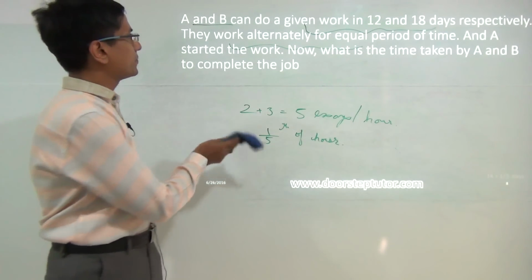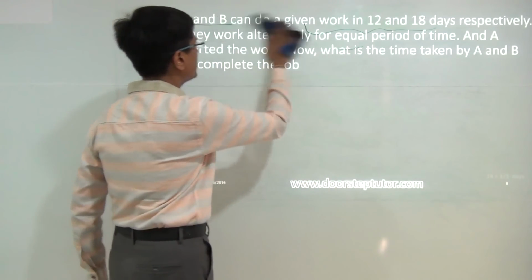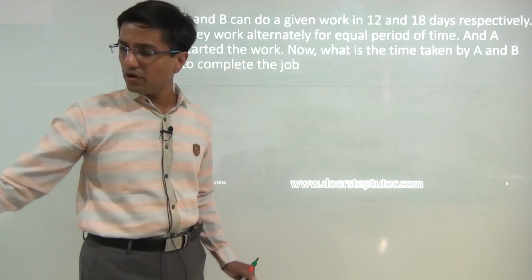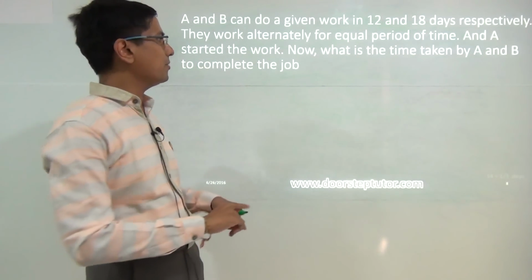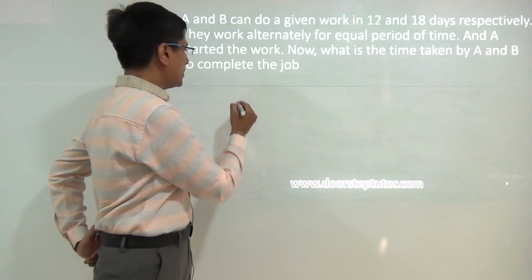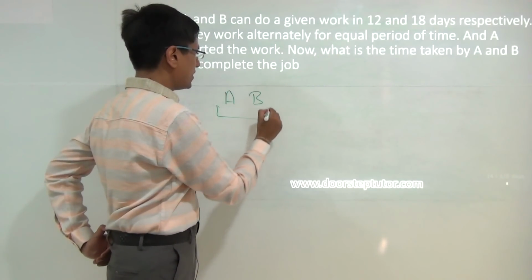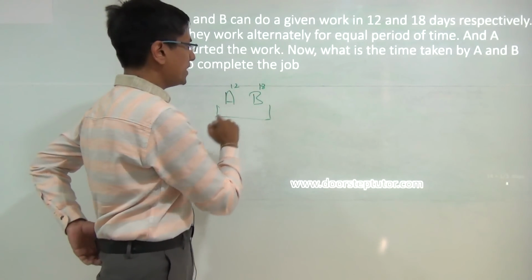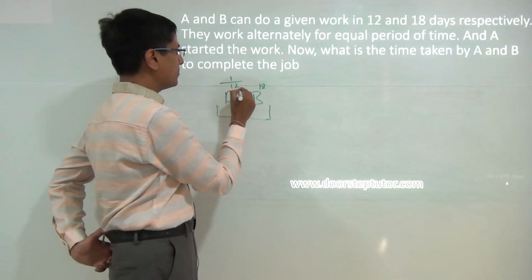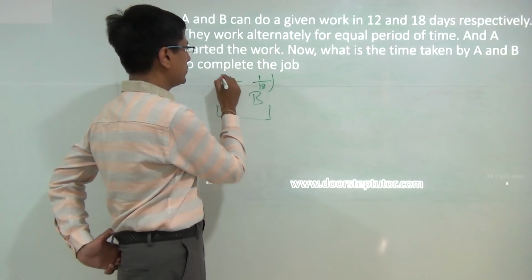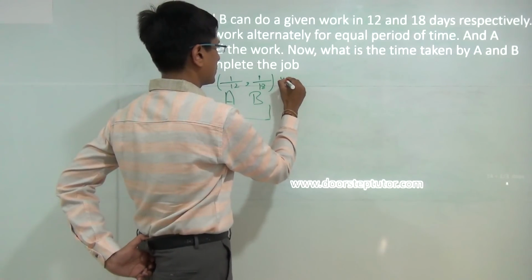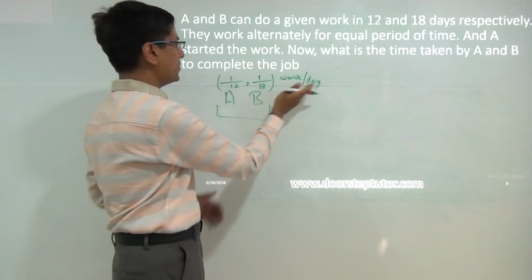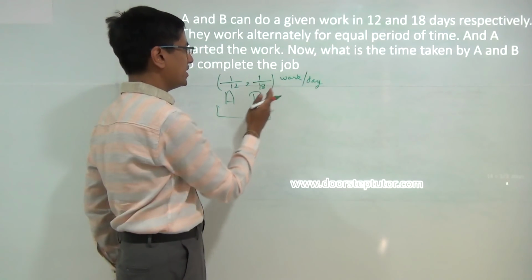Now here is another problem. This is again a very simple question, less than a minute. But if you are looking for some kind of formula to solve this problem, you will stumble. So there are two people, A and B, doing some work. A takes 12 days and B takes 18 days to complete the work. So the rate of work of A is 1/12 and of B is 1/18, and the unit for this rate is work per day. So 1/12 of the work is completed in 1 day by A, and 1/18 of the work is completed in 1 day by B.